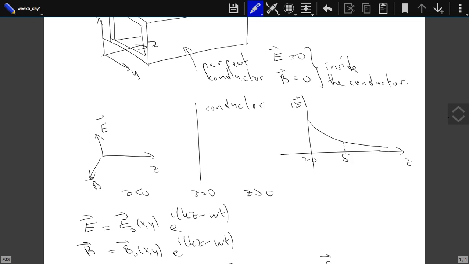Just 1 minute, let me finish. We know how the electric field behaves inside a conductor. Do you agree?